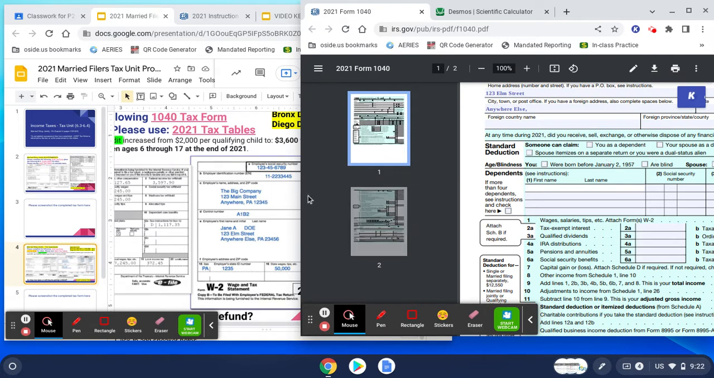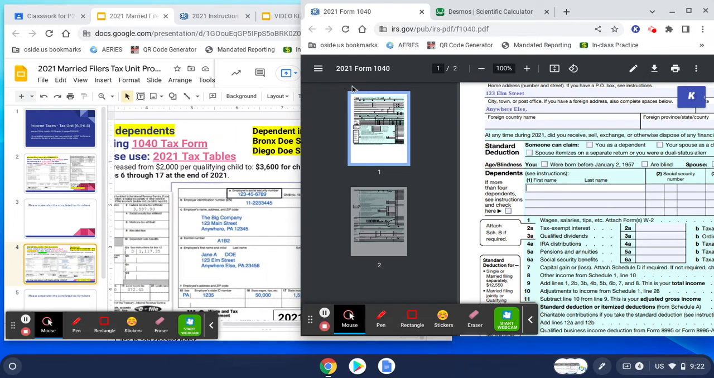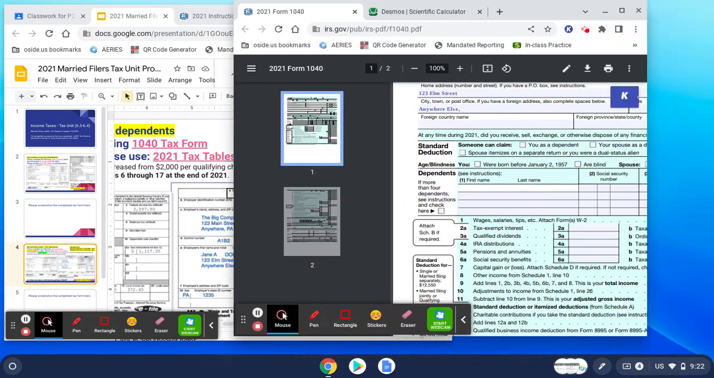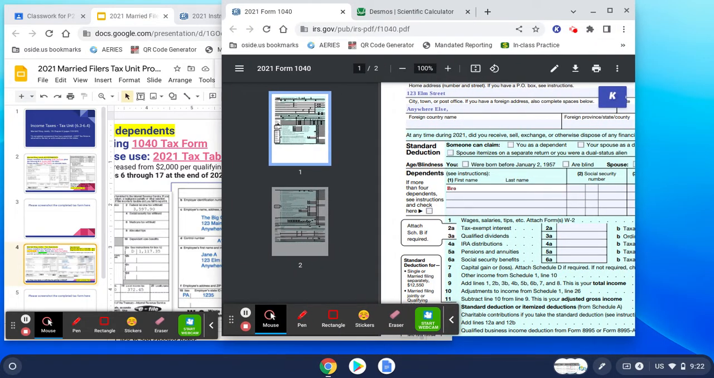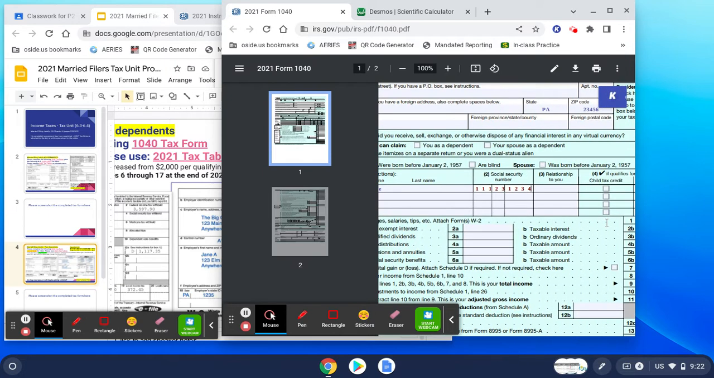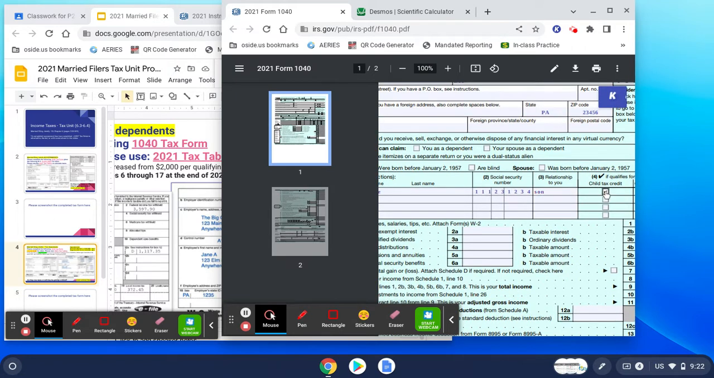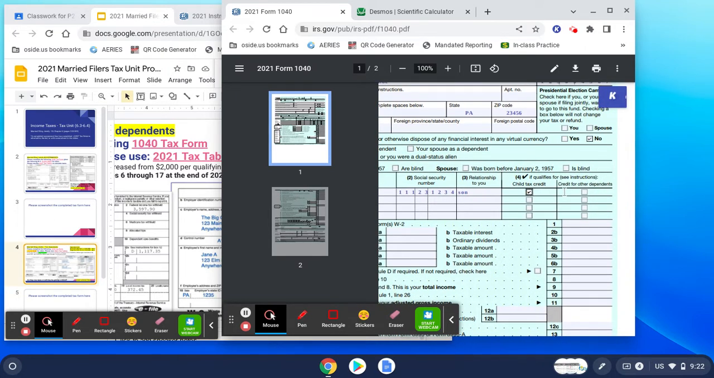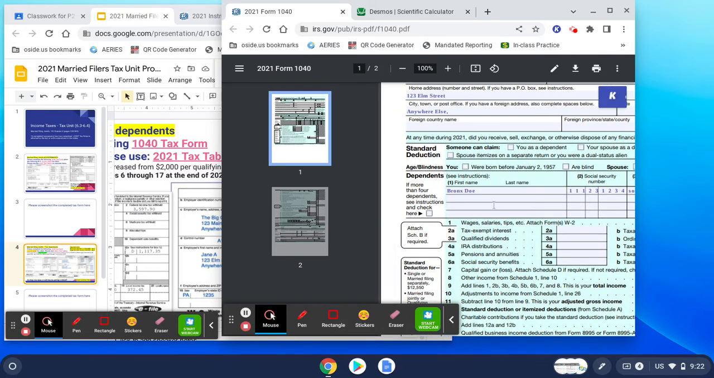So here, this is new. We're going to now fill in this dependent information. Bronx is 1 2 3 1 1 1 2 3 4. Relationship to you. He is our son. And yes, we qualify then for the child tax credit. Do we get any credit for other dependents? No. That would be like if you're claiming your mother-in-law because she lives with you, you would not click child tax credit. You would click credit for other dependents.